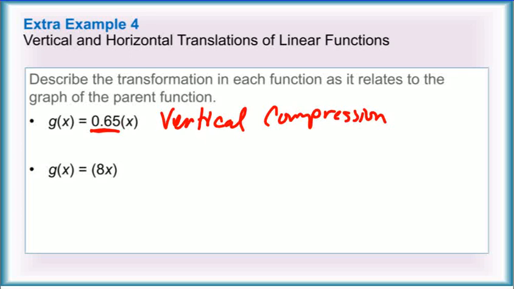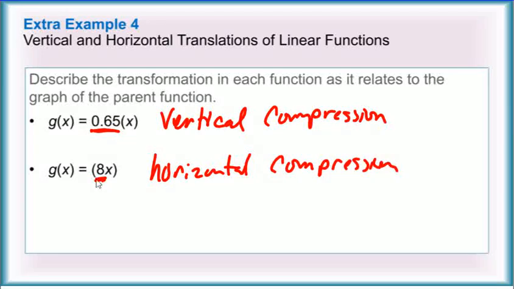And this wouldn't be as steep. Next one, the 8 is on the inside, so this is horizontal. And the absolute value of 8 is 8, which is bigger than 1, so this is a horizontal compression. That means it's going up 8, going over 1. In order to do that for a horizontal movement, you have to compress it inside to make it longer or more steeper.